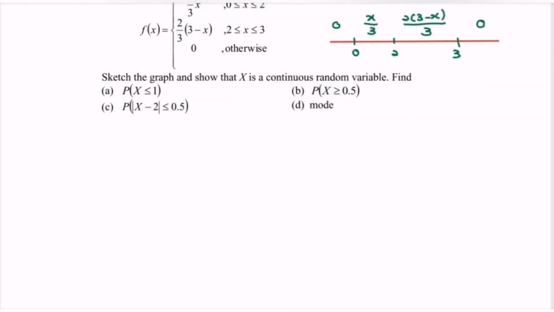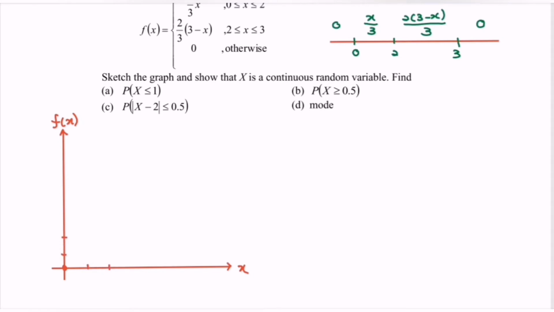Next, what we have to do is to sketch the graph. So kindly have an xy axis. So kindly substitute the situation. If we substitute 0, and we will obtain 0. If we substitute 2, then we will have 2 over 3. So let's say here we have 1 over 3, 2 over 3.